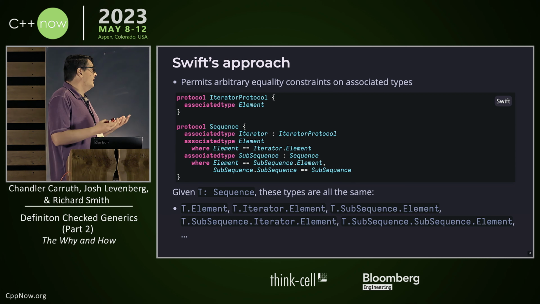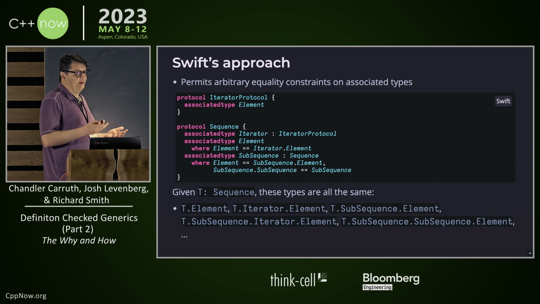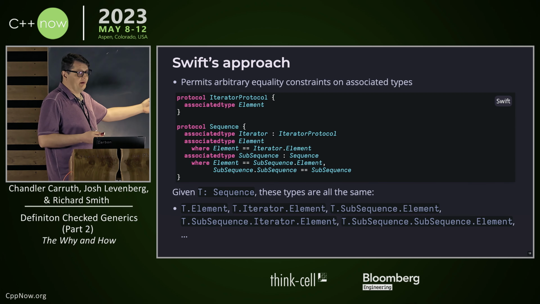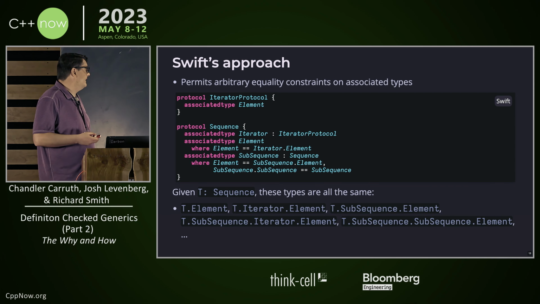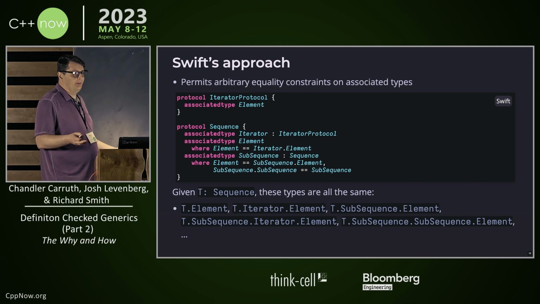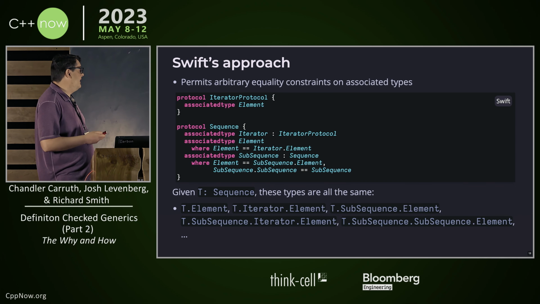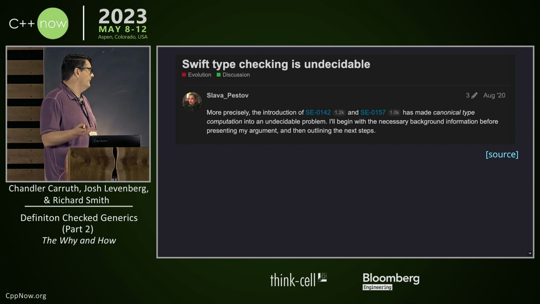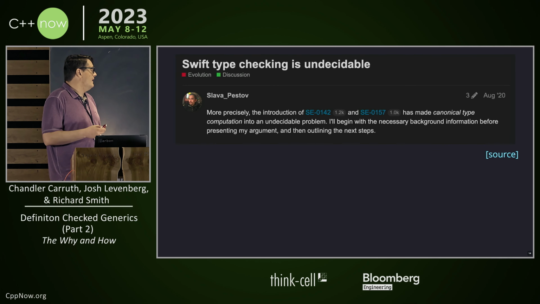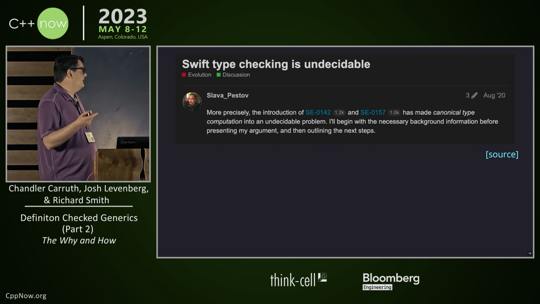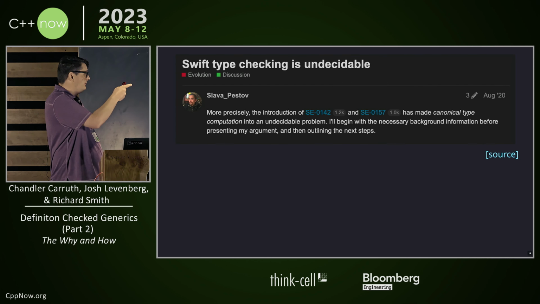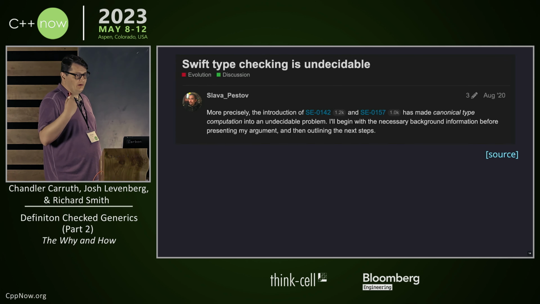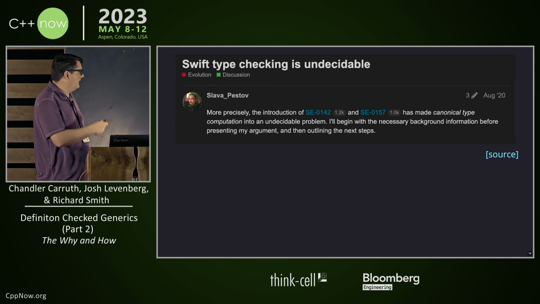Swift permits an arbitrary equality constraint to be specified on associated types with where clauses. And this setup, which is reduced from the Swift standard library, produces an infinite family of types that are all equal. And that leads to a problem, which is type checking Swift becomes undecidable. And in fact, the example on the previous slide is taken from this post to the Swift forums in 2020. And the reduction into semigroups was also introduced here.